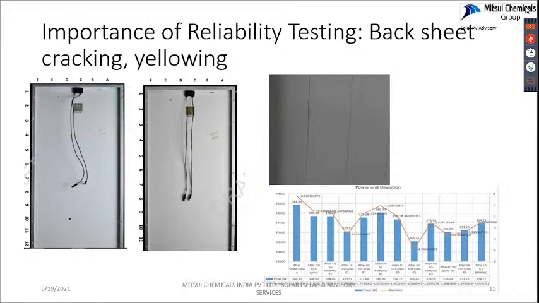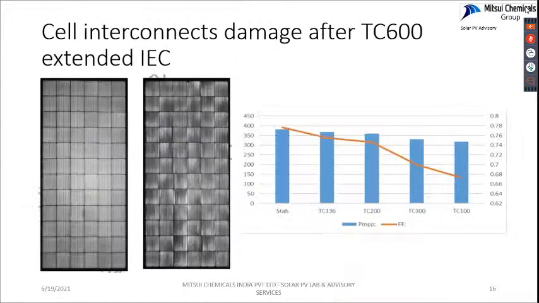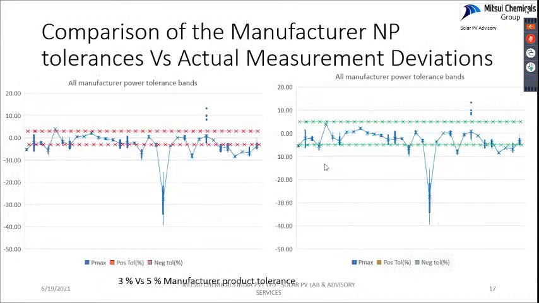In some extended IEC projects, we found that the backsheet started cracking, and you can see the backsheet also turned yellow. It may vary from screen to screen, but we have seen yellowing and cracking. So this is one defect. In another extended IEC project, we have seen that interconnects have been broken. The initial picture is on the left, and the right side is post TC600. You can see the interconnects are completely isolated, and power loss happened. So these are the reliability indicators.